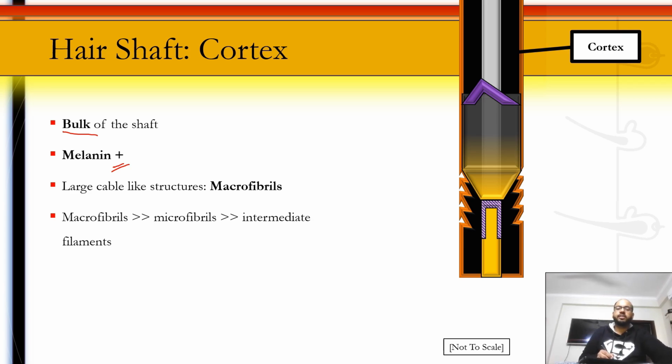The cortex consists of larger cable-like structures called macrofibrils, and when you zoom in, or go more microscopically, you will see that macrofibrils have intermediate filaments, and we know from our knowledge of keratinization that intermediate filaments are made by keratin molecules. If you want to revise it, or know more about intermediate filaments and keratinization, look at our video on basics of keratinization. Clear? Let's move forward.